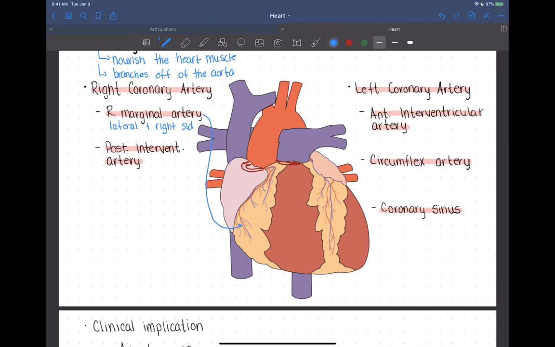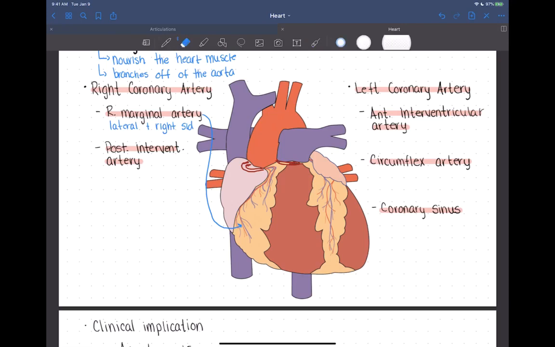And typically that marginal artery will branch off of the right coronary artery and move down along that lateral wall of the heart. So it branches and it'll travel in this layer of fat here along the lateral wall of the heart.